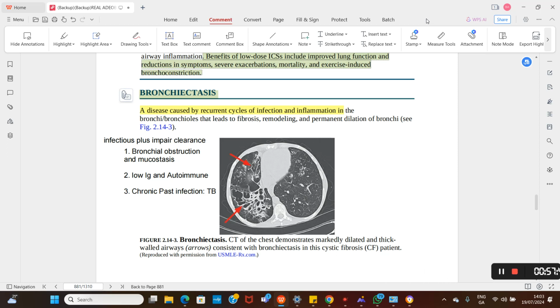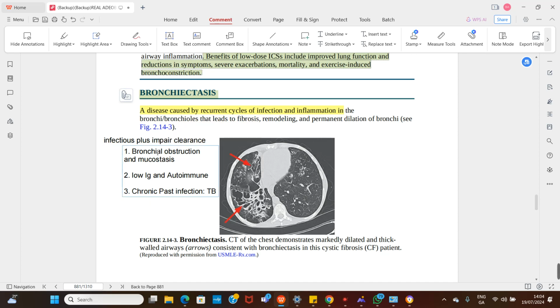Okay. So there's a recurrent cycle of infection and inflammation, which is going to lead to fibrosis and remodeling with permanent dilatation of the bronchi. So bronchiectasis typically occurs in the bronchi and the bronchioles. So they become permanently dilated and they'll be big.